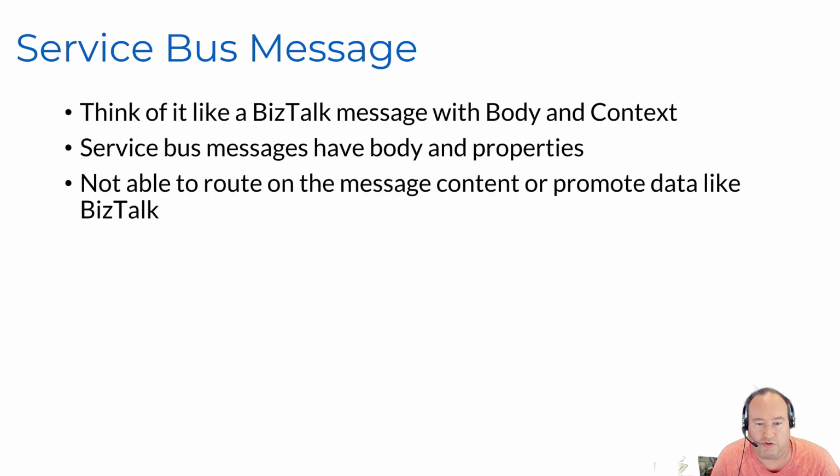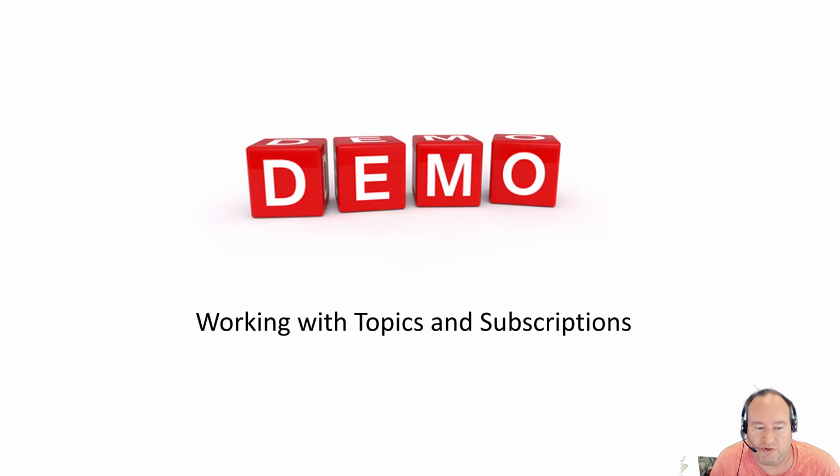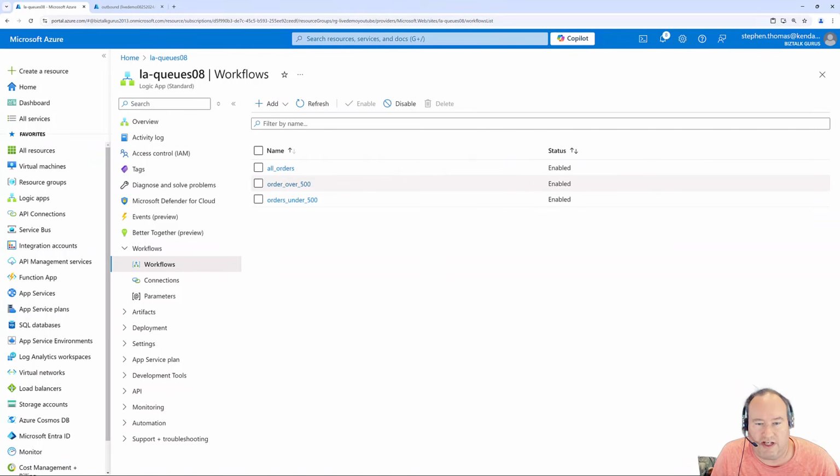You have to promote your own messages, or essentially peek into the message, evaluate properties, and put them into the properties of the message to be used for routing. You could also ask the sender of the message to put the necessary routing data into the properties of the service bus message. With that, let's jump into a demo. We're going to see how we can set up a topic and set up subscriptions to receive messages from that topic. I've now connected to the Azure portal and I've already logged in.